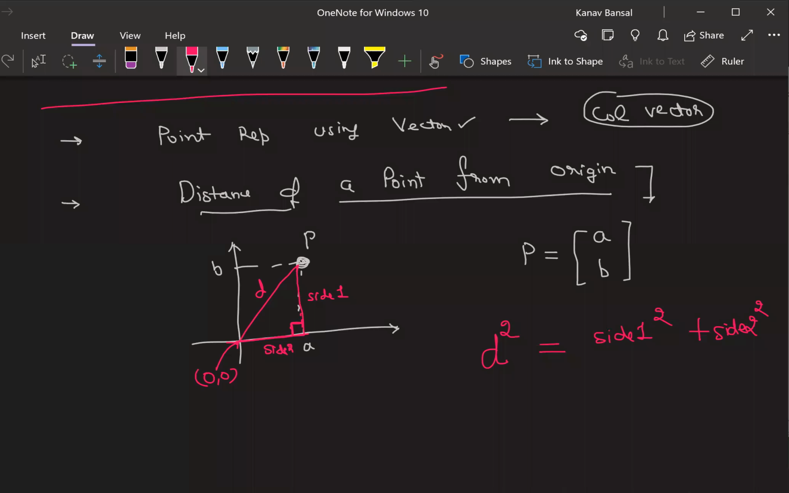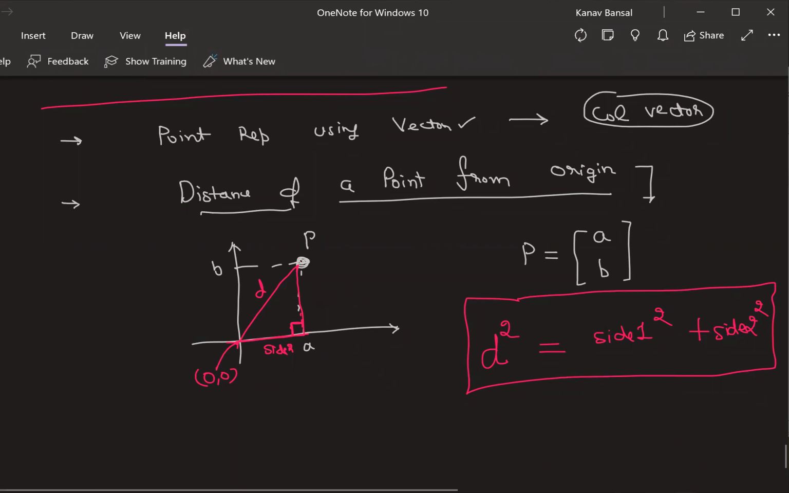Let's not go into the fancy stuff. Let's just stick to the basics. Everyone knows about the Pythagoras theorem, right? So this is something that you have. Now, what is the next thing? Let's try to understand what side 1 is.